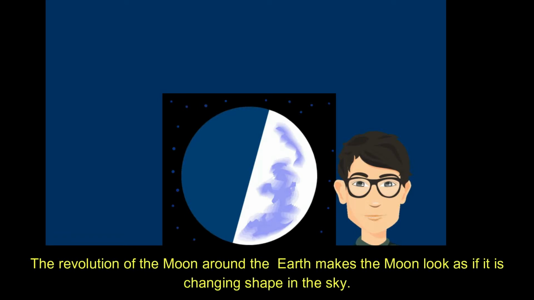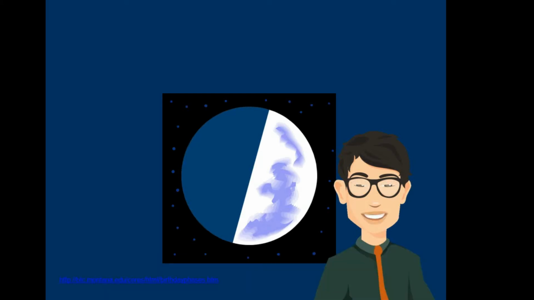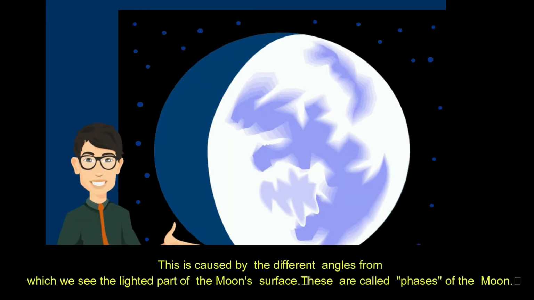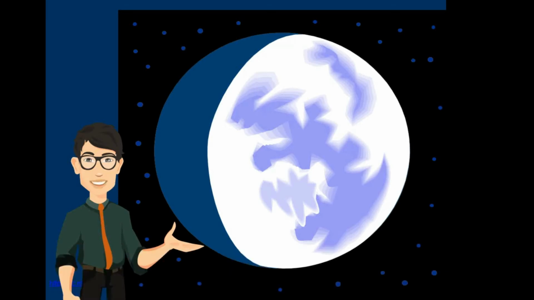The revolution of the moon around the earth makes the moon look as if it is changing shape in the sky. This is caused by different angles from which we see the lighted part of the moon's surface. These are called phases of the moon.